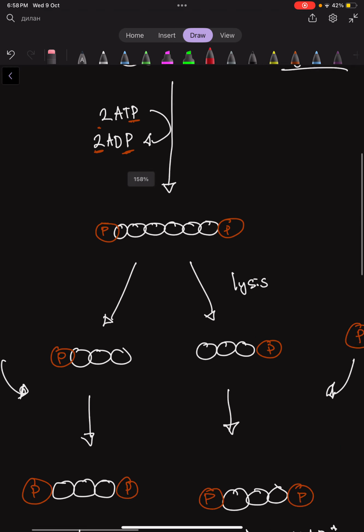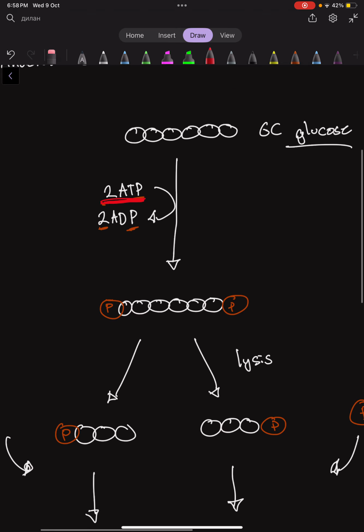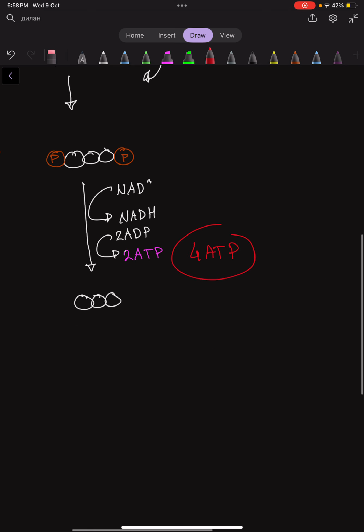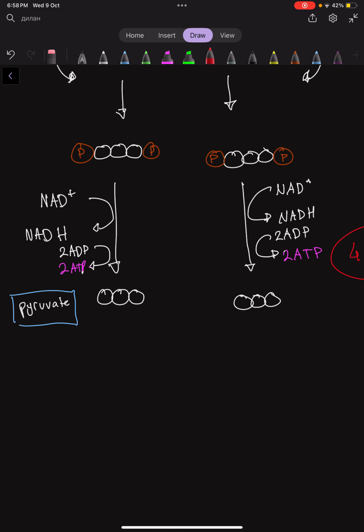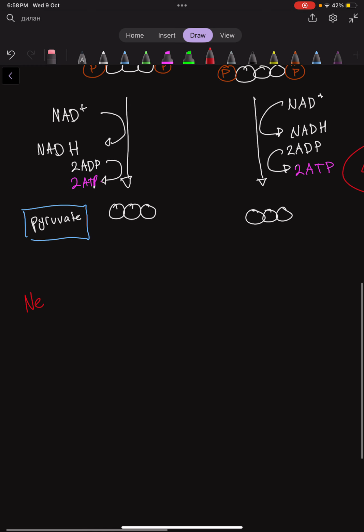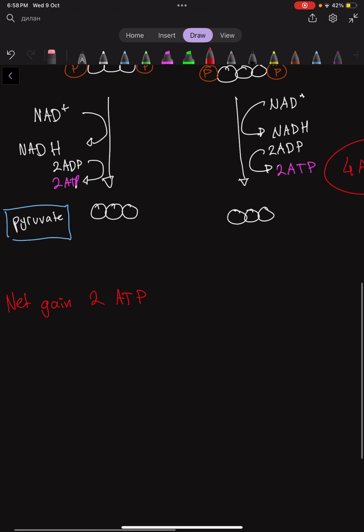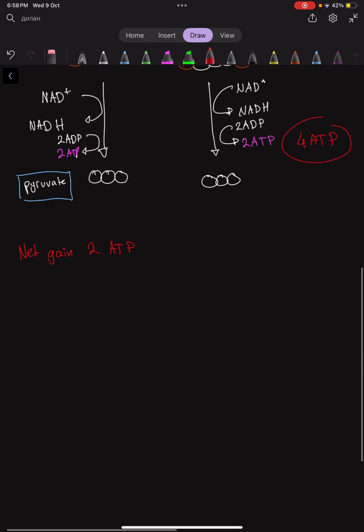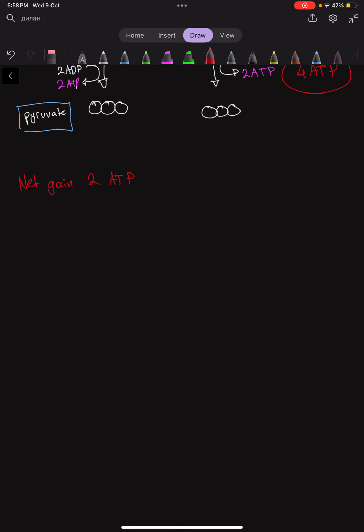But how many ATPs did we spend? Well, we spent 2 here to phosphorylate this, which means up here we spent 2 ATP, but down here we gained 4 ATP. So if we spent 2 but got 4, we have a net gain of 2 ATP. And we got 2 pyruvate, and all of this happens in the cytoplasm with no need of oxygen. Okay, that's glycolysis done. After glycolysis, we have the link reaction.